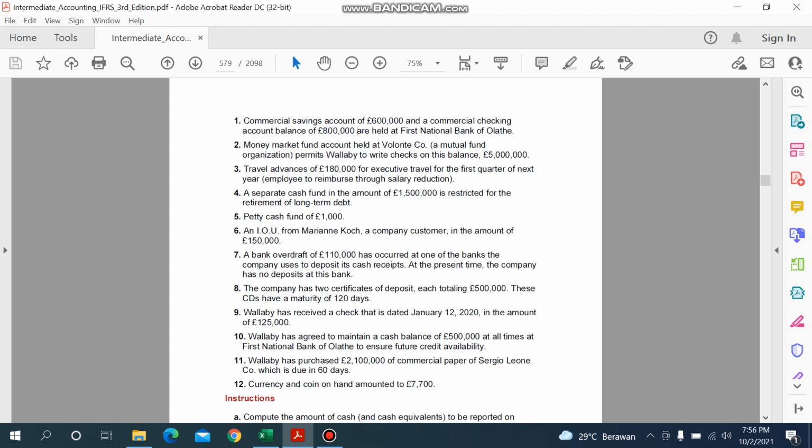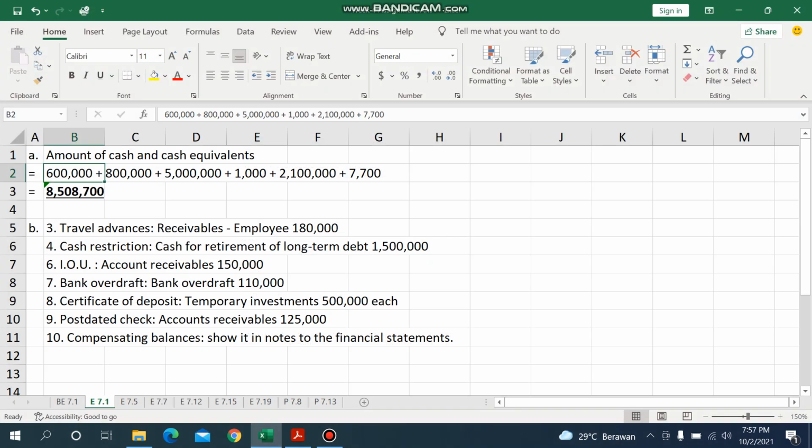And then the second one, a money market fund account held at Volunteco, a mutual fund organization, permits Wallaby to write checks on this balance, 5 million. So money market fund, remember, is under cash equivalents. So we should record it under cash and cash equivalents. So 600, 800, plus 5 million.